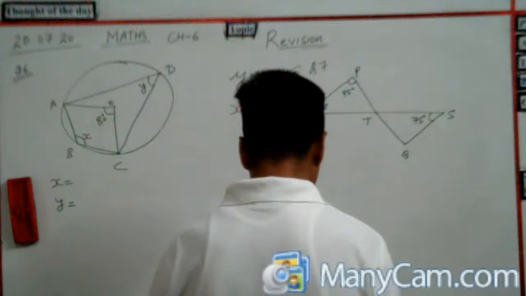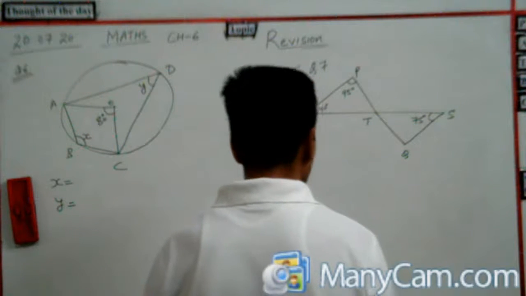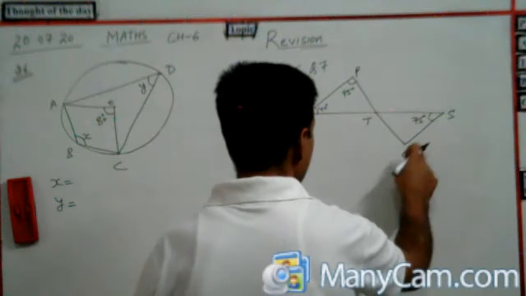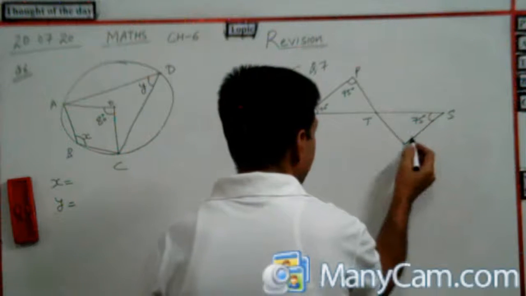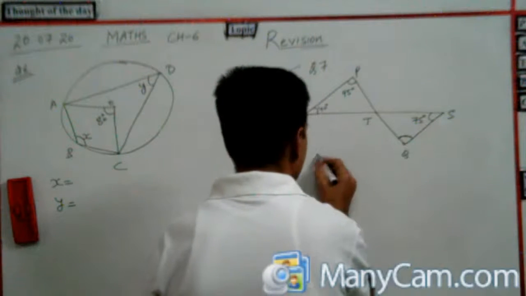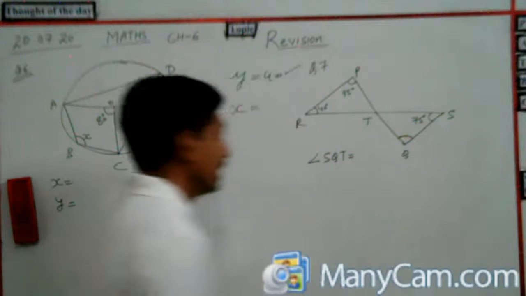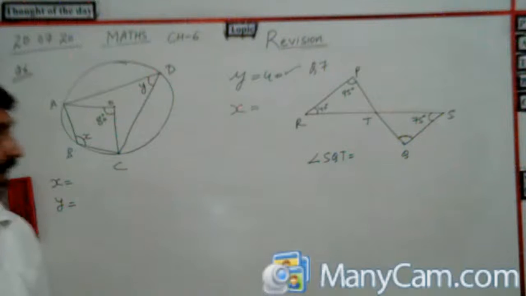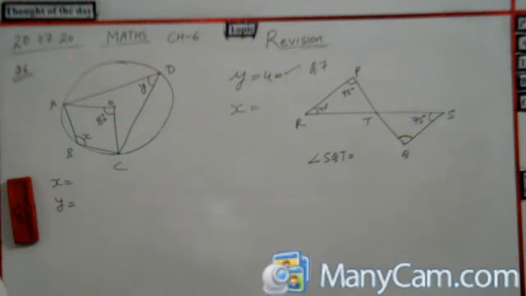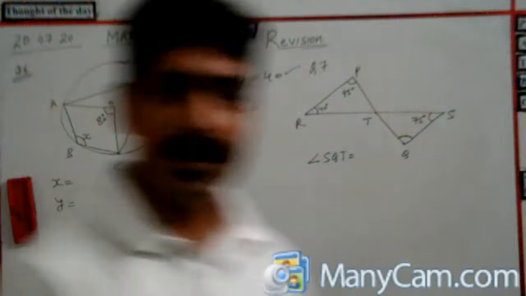You have to find in this question SQT. Given RS is the line, RS and PQ intersect at point P. We have the triangles. Find the angle. Okay? Find the angles.